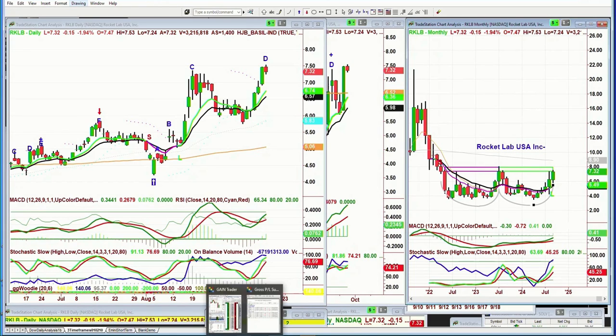Relativity Space, I guess that's another one that might be in trouble. Best, Jason. So Jason, I did a little work on this over the weekend.